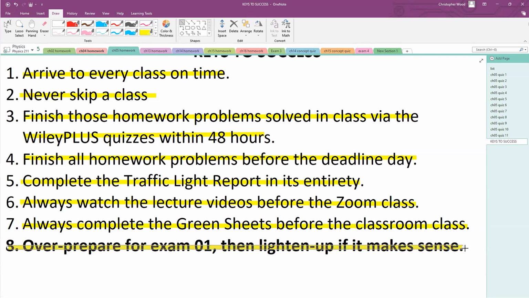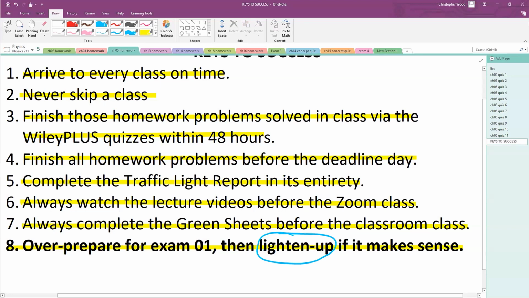Easy for me to say, no, and then back off and then lighten up. Once you do really well on exam 1, then you can lighten up, because I know you have other things going on. I'm not ignorant to that fact, but it's going to be so much better if you make a really good first showing on exam 1 versus the alternative, which is you don't do well on exam 1.